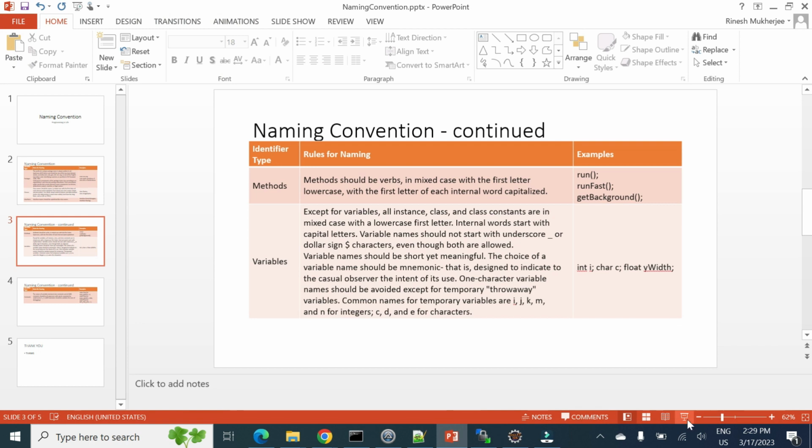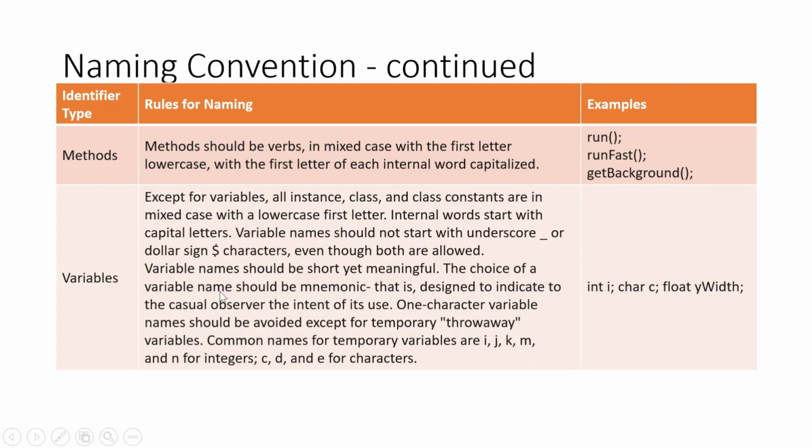For variable, so variable naming convention, variable name is very important in any programming language. It normally follows the same convention as the method convention, starting with a small character and then camel case. And normally it is said that variable names should not start with the underscore and dollar sign characters, even though it is allowed, we should not use it.